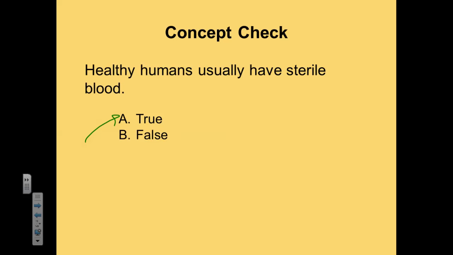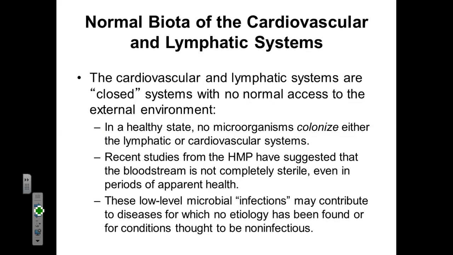We, generally speaking, have sterile blood. Because of the high concentration of white blood cells in our bloodstream, we generally don't have a lot of pathogens in our blood. The normal biota of our cardiovascular system is going to consist of not many pathogens. In our healthy state, we don't have any microorganisms colonizing our bloodstream or our lymphatic system.